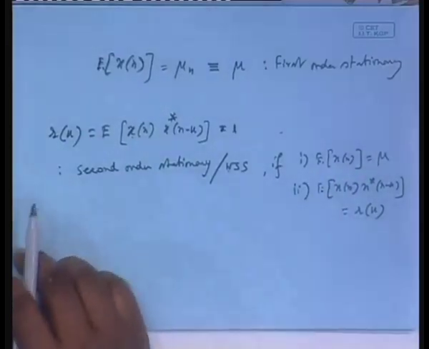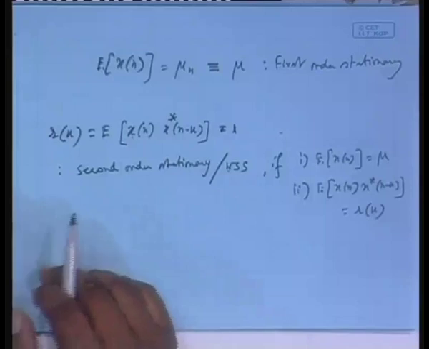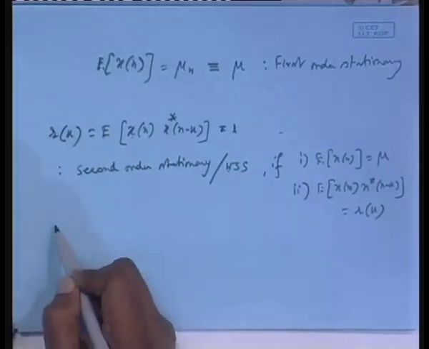This correlation has some properties, unfortunately time is just a couple of minutes. You can see one thing, what is r minus k?